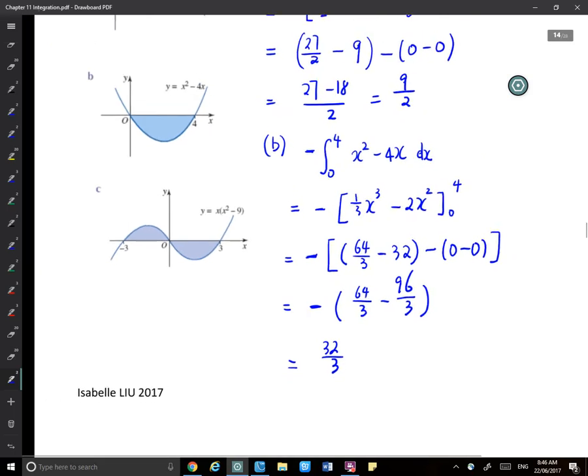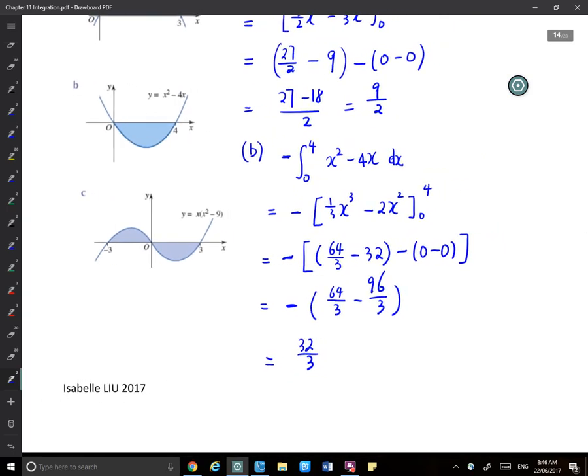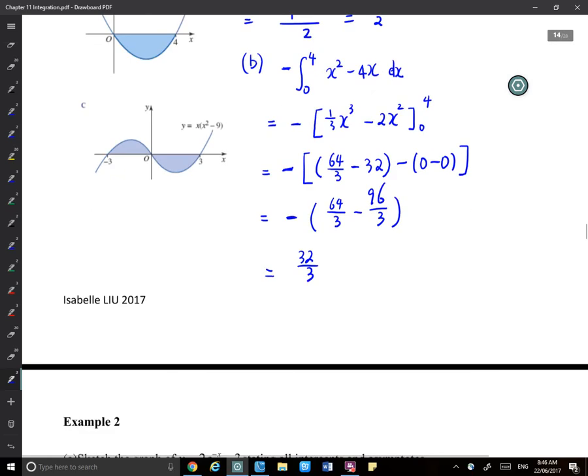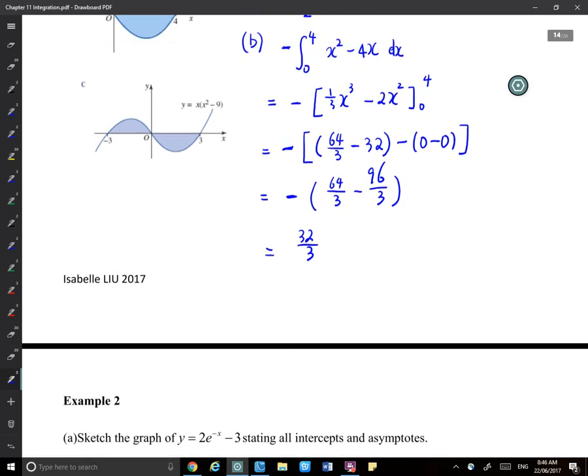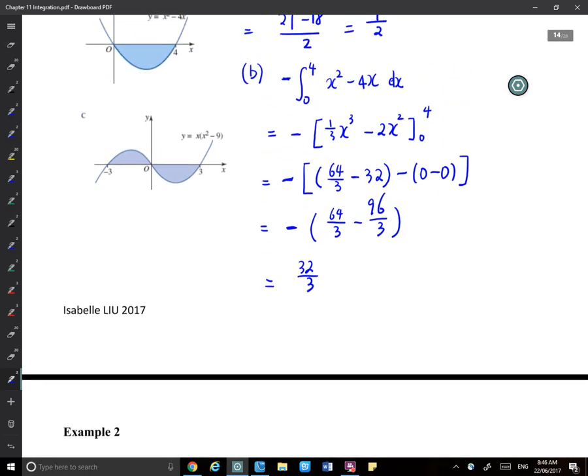Okay. That first exercise is everything above the x-axis. Second exercise is everything below the x-axis. And the last one is a mixing area. So mixed area. Some above, some below.